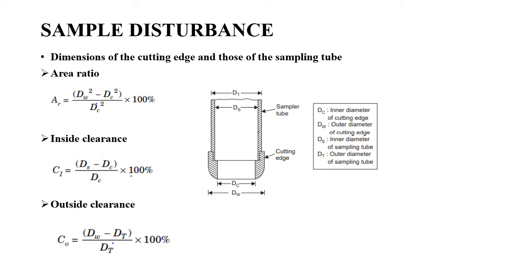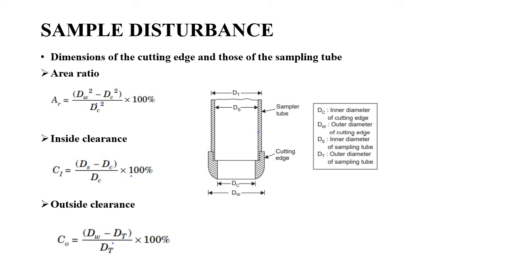Now, the first factor is related to the dimensions of the cutting edge as well as the sampling tube dimensions. There are three parameters which can be found out based on these dimensions. Using the values obtained for these three parameters, the degree of disturbance caused to the soil sample while using a particular type of sampler can be assessed. Those three parameters are area ratio, inside clearance and outside clearance.